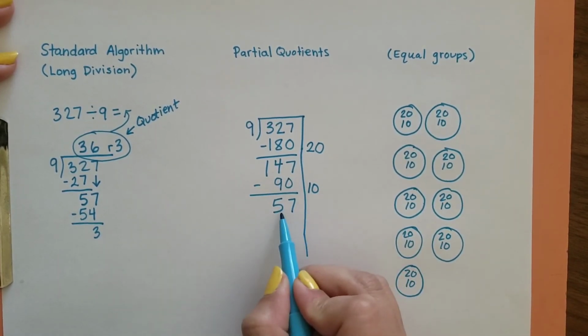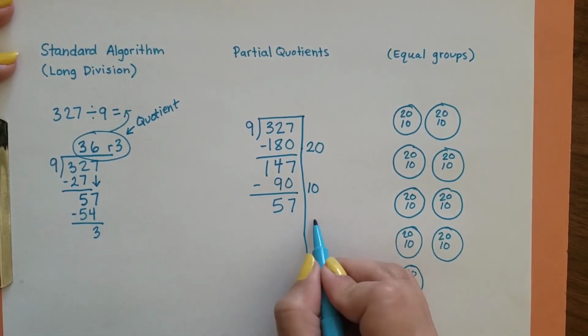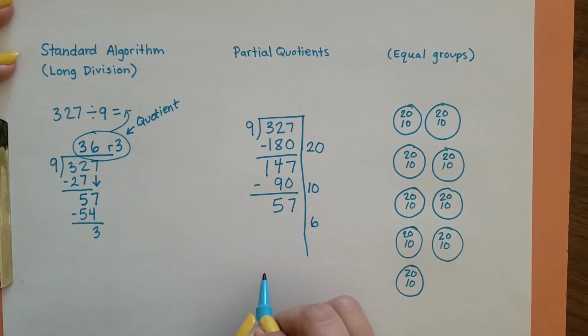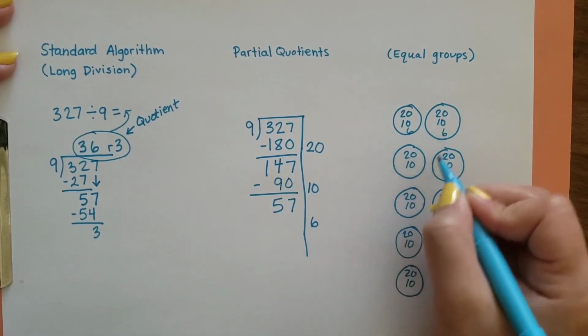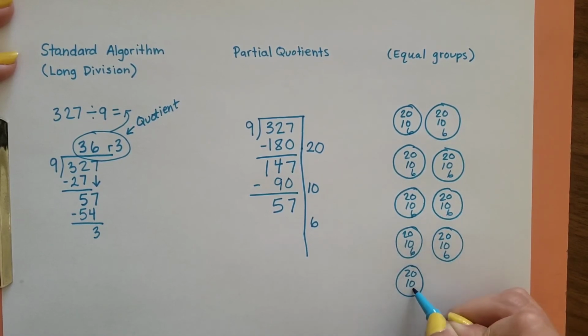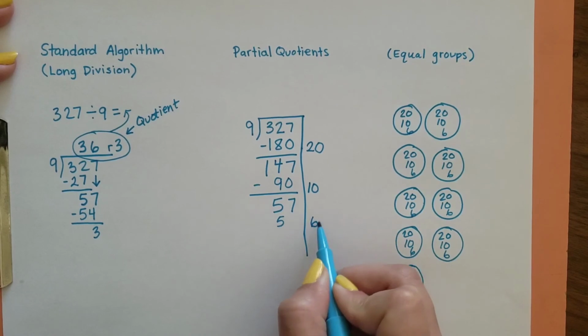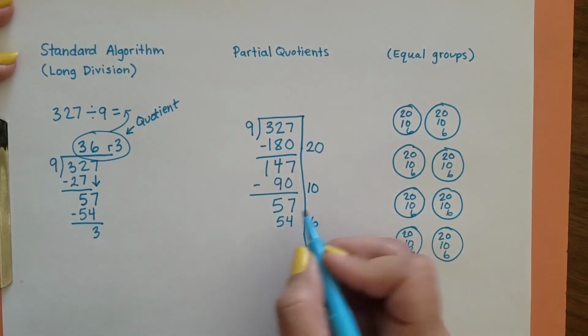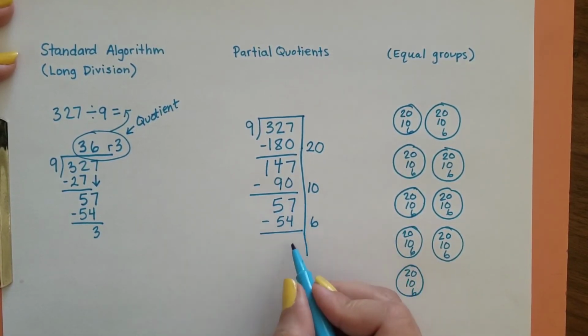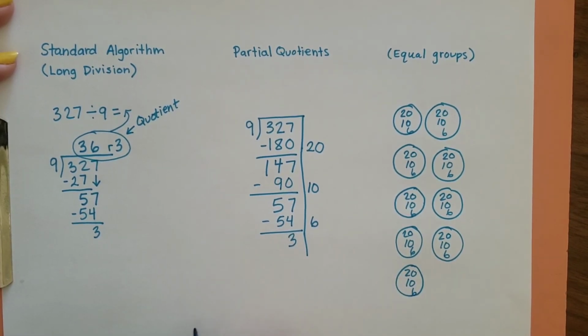We'll have 57 left. That reminds me of this over here, and I know that I can make 6 more groups out of that. So if I put 6 in each group, then I'm getting rid of 54 because 6 times 9 is 54. And I subtract, and that gives me 3 left over. And this is how you get your answer here.